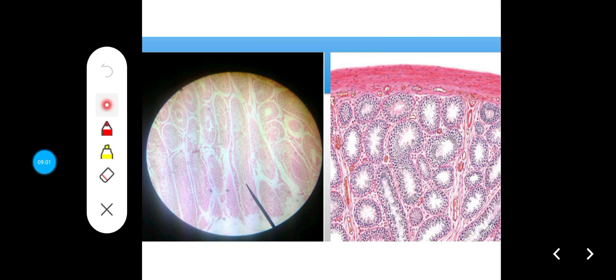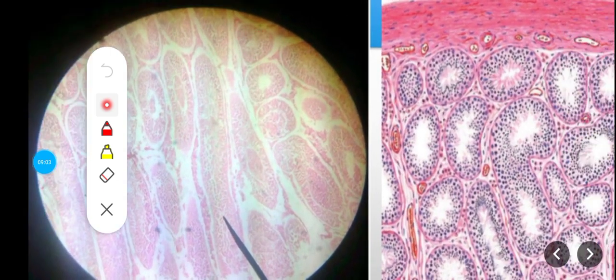And look at this also. Let's zoom in. See the way the lumen is obscured in this one. Can't appreciate a clear-cut lumen. Look at this one too. So many of them on the slide. Same thing here.